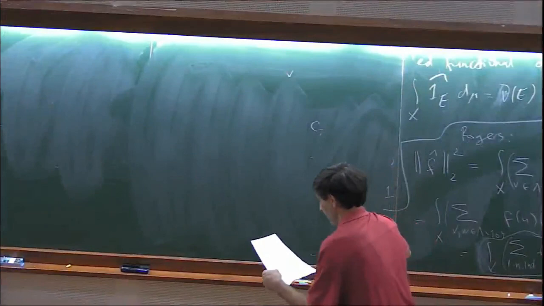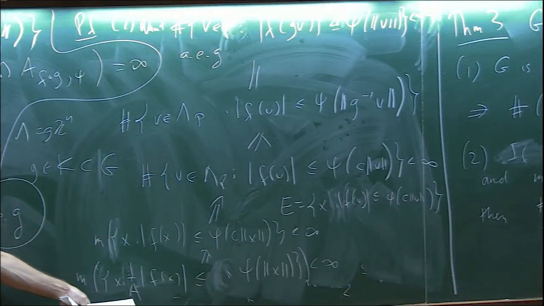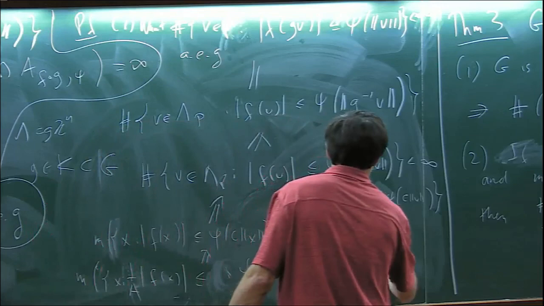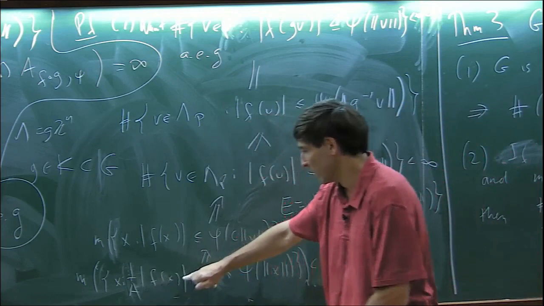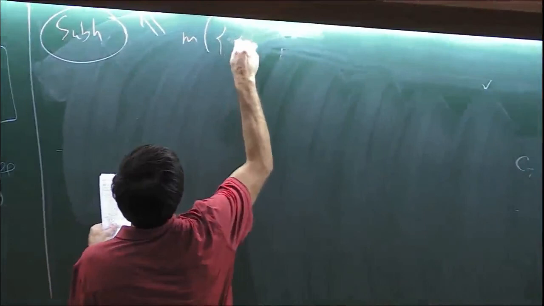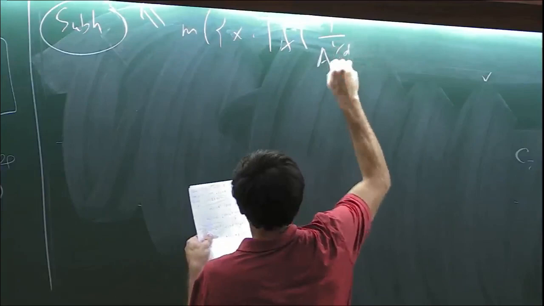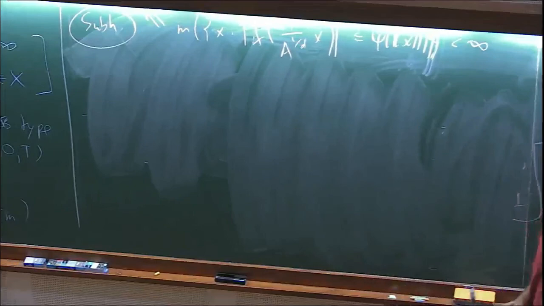Maybe put it here, 1 over A. And here's where you use subhomogeneity. This is the regularity. I don't have time to remind you what subhomogeneity is, but the point is that this is estimated from below by F of something times X. Namely, it is enough to prove that the measure of the set of X such that F of 1 over A to the power 1 over D times X is bounded by this function is finite. I just put A inside and it became even worse. So I want to know this.